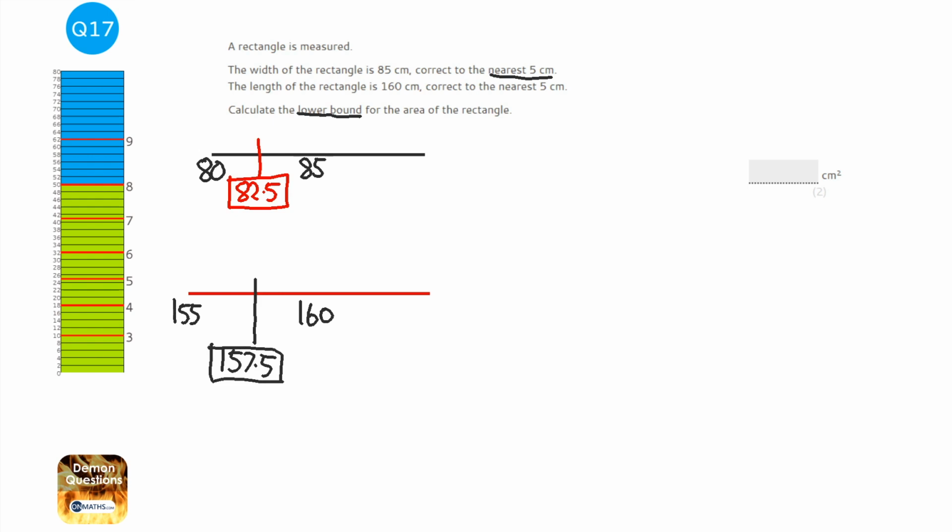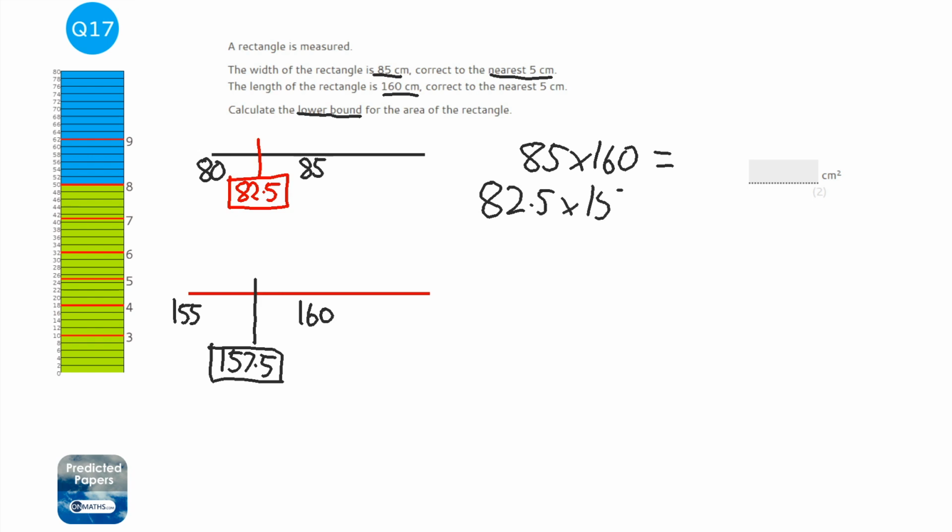Now, what many students would do is just look at the number. Well, the area is going to be 85 times 160, and that's what the area is going to be. But we know that the 85 could have been 82.5, and the 160 could have been 157.5.